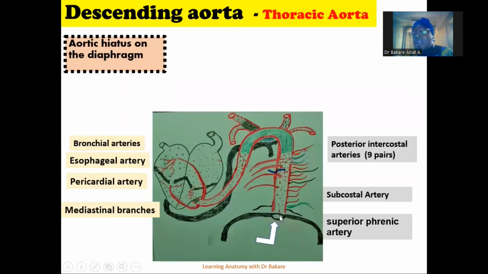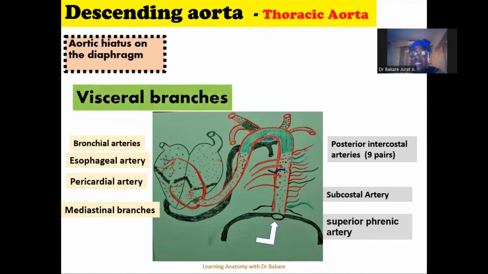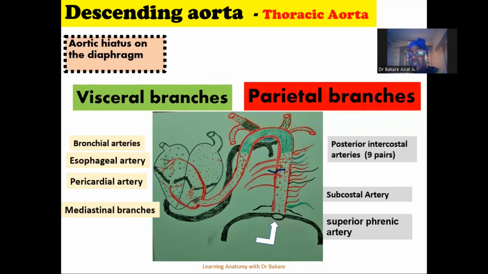So on the diaphragm, a hole is created to allow the passage of the thoracic aorta before it is transformed into the abdominal aorta. There is a creation of this hole that is arrowed in white. The branches of the thoracic aorta are the visceral branches, which supply the organs or viscera contained within the thoracic cavity, and the parietal branches that supply the wall of the thorax.